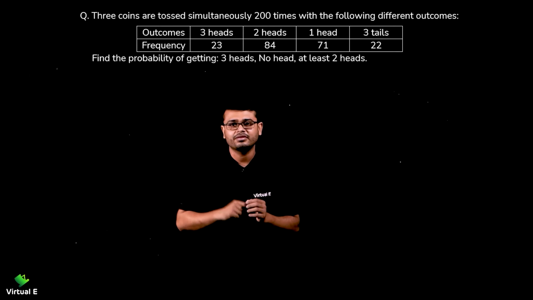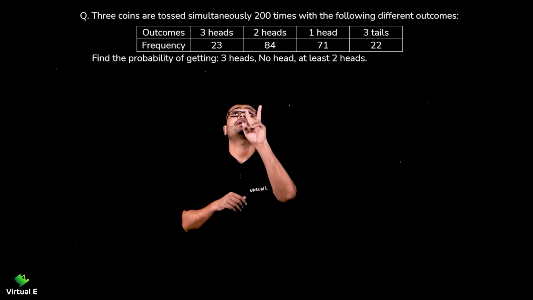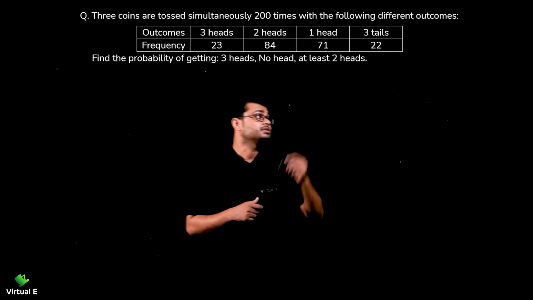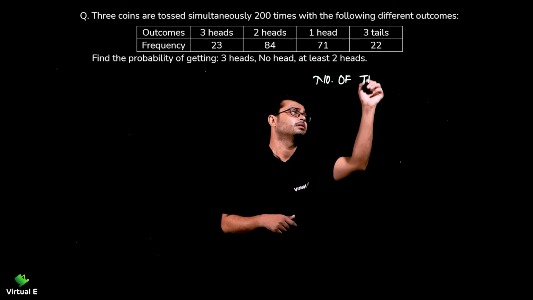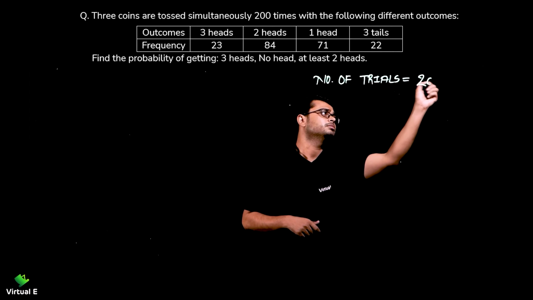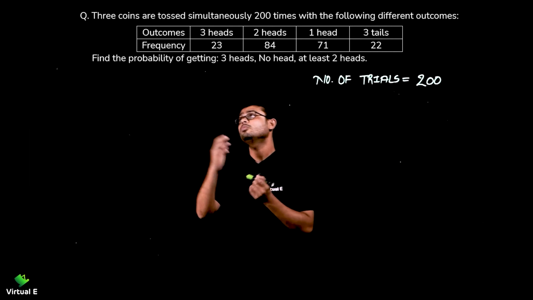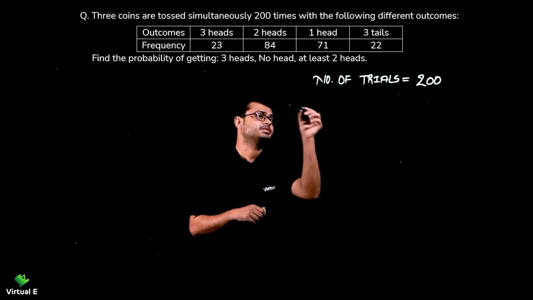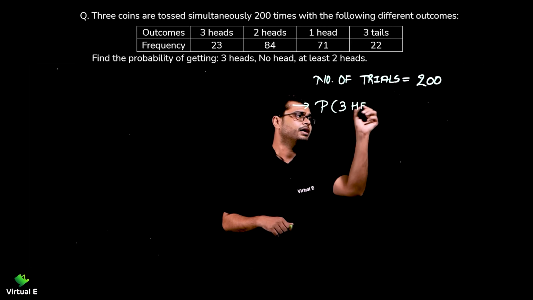What is the total number of trials over here? How many times have we performed the experiment? That is 200, right? So let's write: number of trials is equal to 200. Important point. Then we need to find the probability of 3 heads.